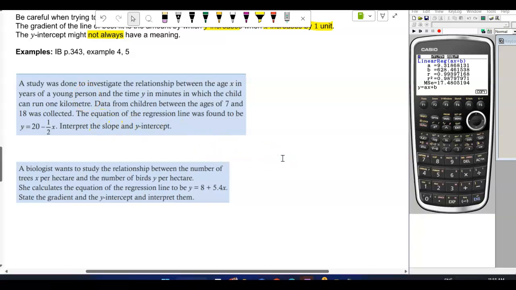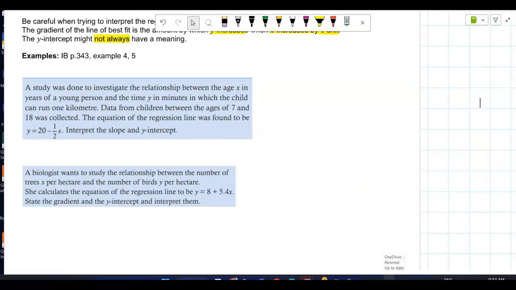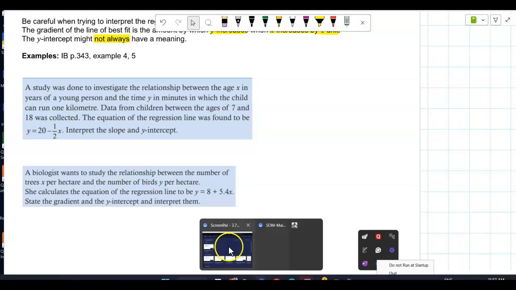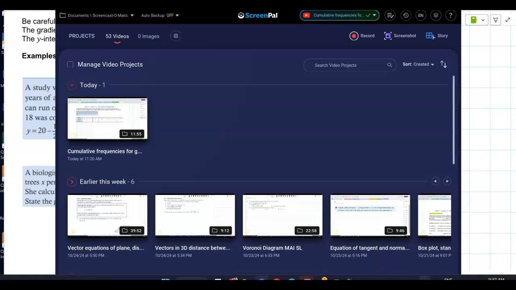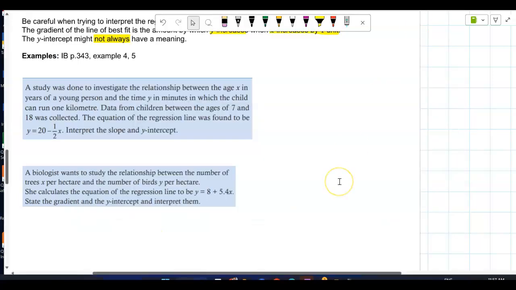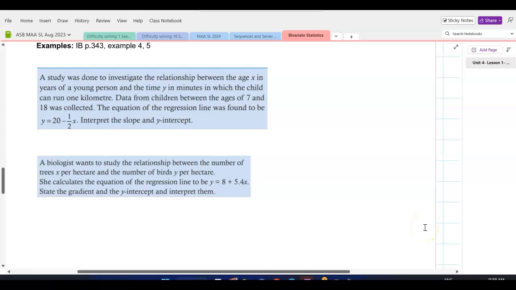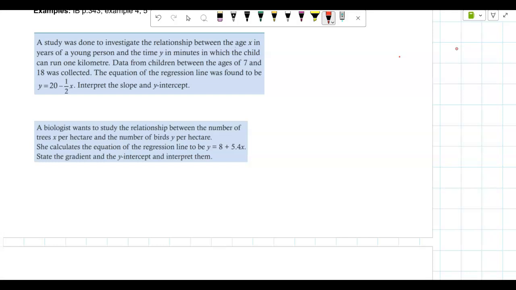A study was done to investigate the relationship between age and the time taken to run. The data is from children aged 7 and up. The study investigates the relationship between age, which is x, and the time in minutes for which the child can run 1 kilometer. These are my two variables.